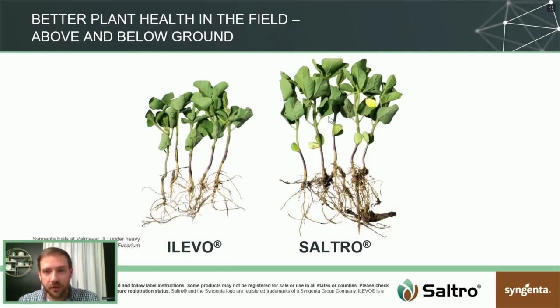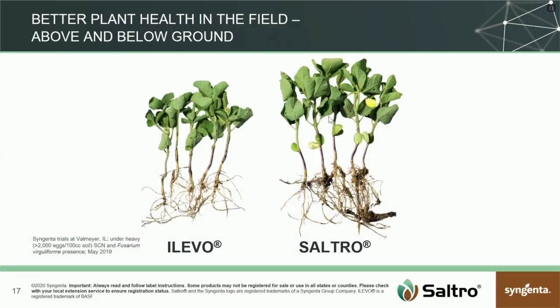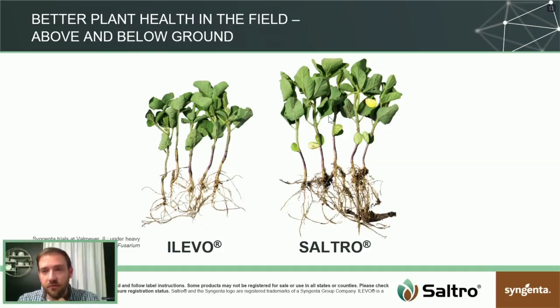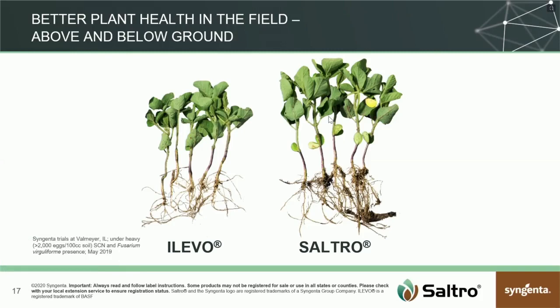These plants were grown out at a university site, Southern Illinois University, outside of Valmeyer, Illinois. It's one of the hotbeds of SDS, one of the best places to develop products or genetics for SDS. And these plants were dug up at random from one of our trial blocks. So you can see the overall dramatic difference in biomass above ground. If you look at the left-hand side with the Aleva, not a single one of those plants still has the cotyledons attached. But also, and probably more importantly, a very different amount of root mass on these plants as well.